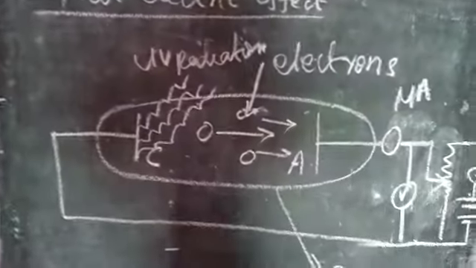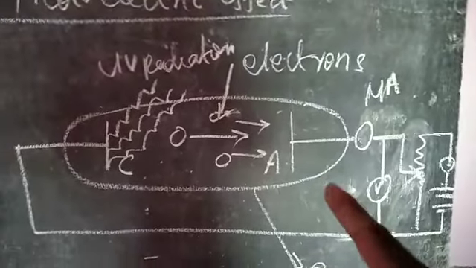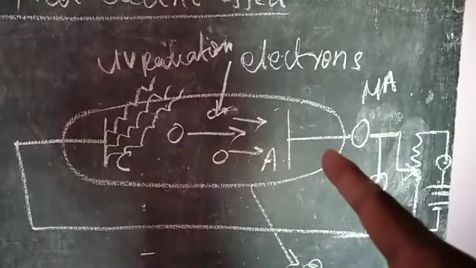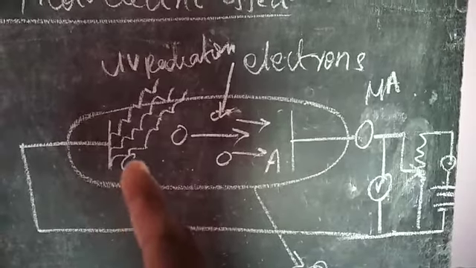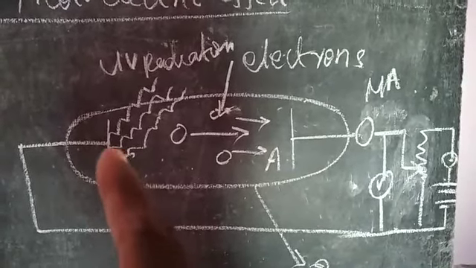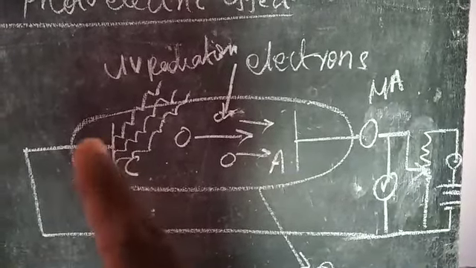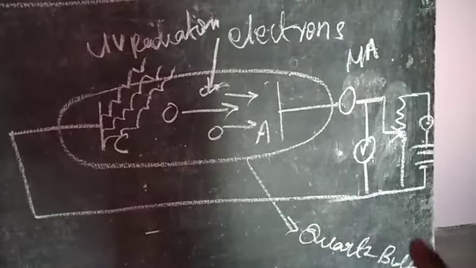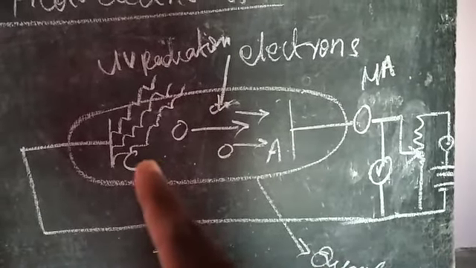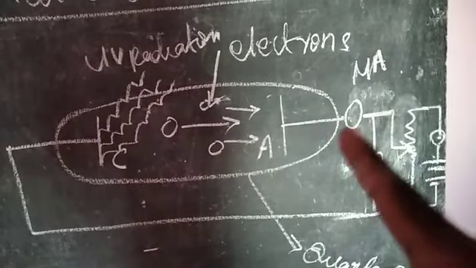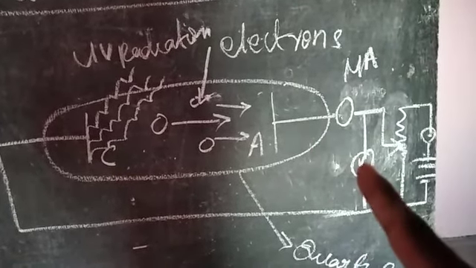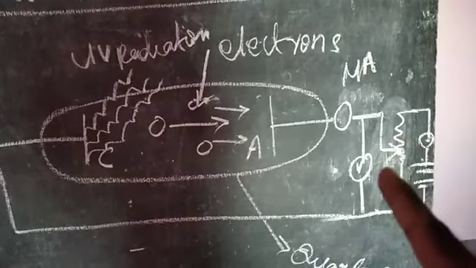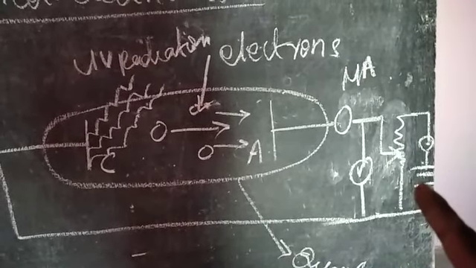So, in the circuit, A is the anode and C is the cathode. Two electrodes are inserted inside the evacuated quartz bulb. The anode and the cathode are connected to the microammeter and voltmeter through a high resistance battery.